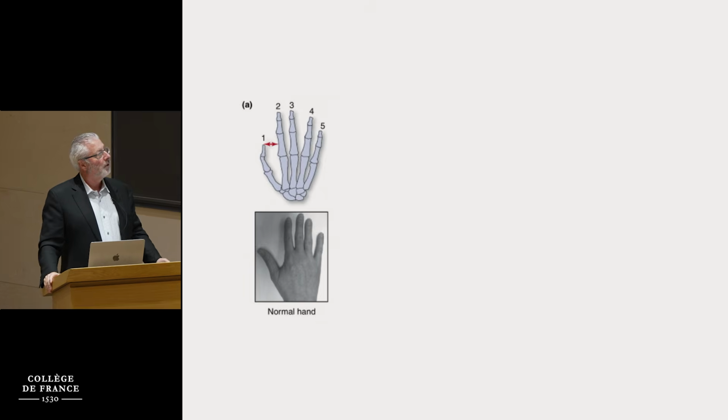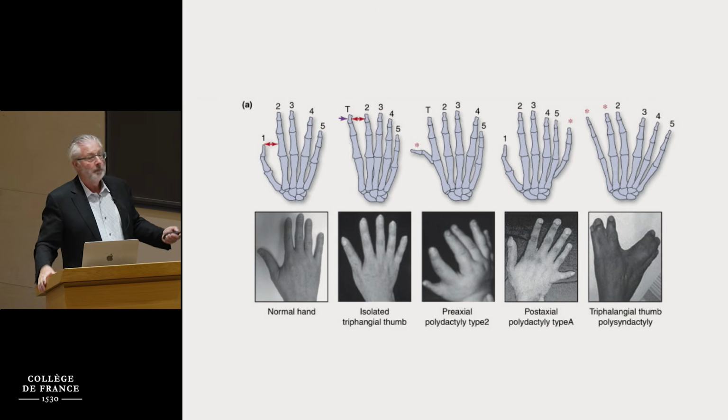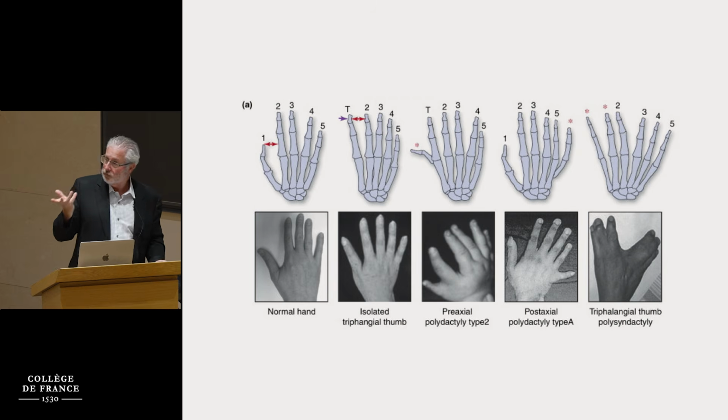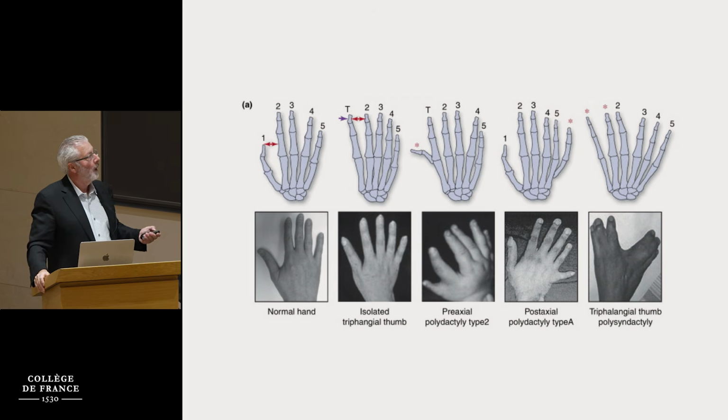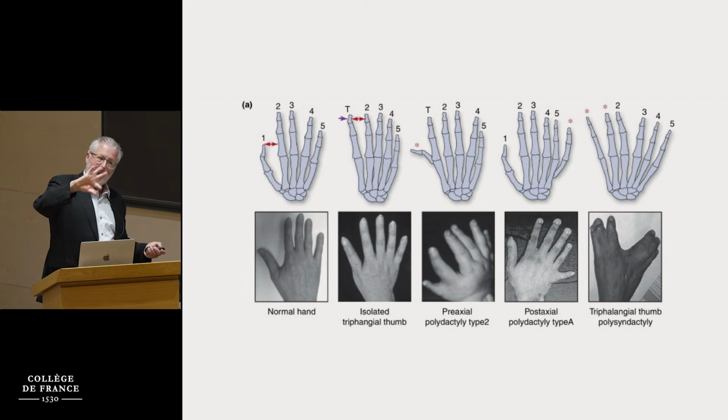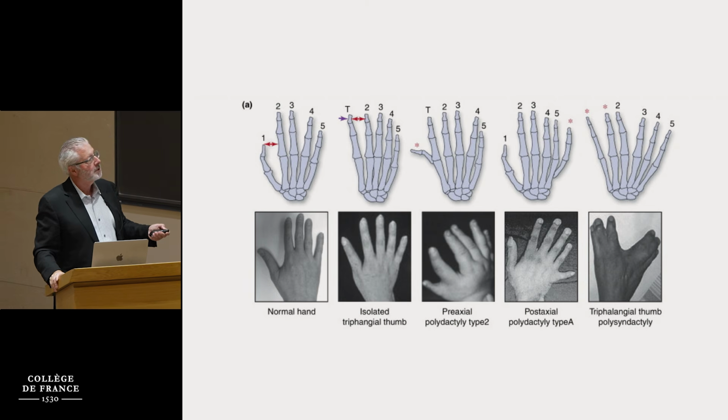But there are a number of anomalies that appear in humans where there are modifications of the digits. These are rare, but they happen. You have polydactyly, meaning many digits. Some are on one side, the preaxial side. You have others on the postaxial side. You have changes in the identity of digits and fingers.